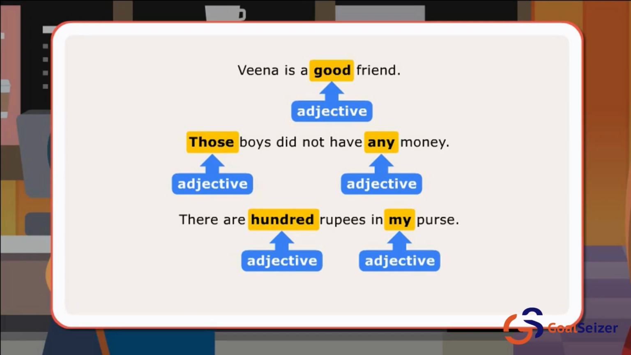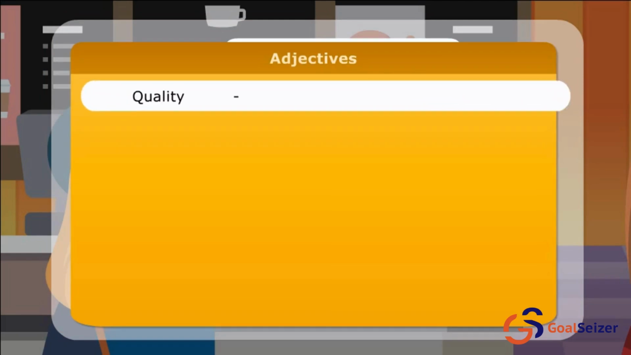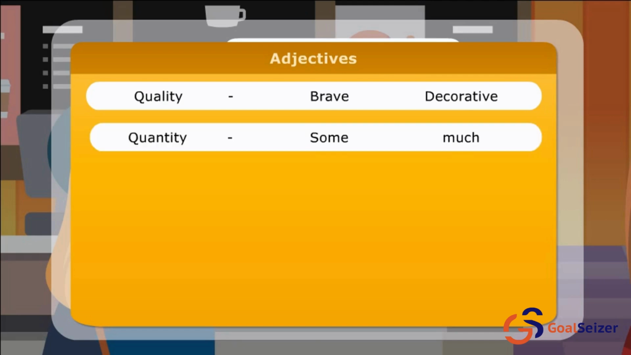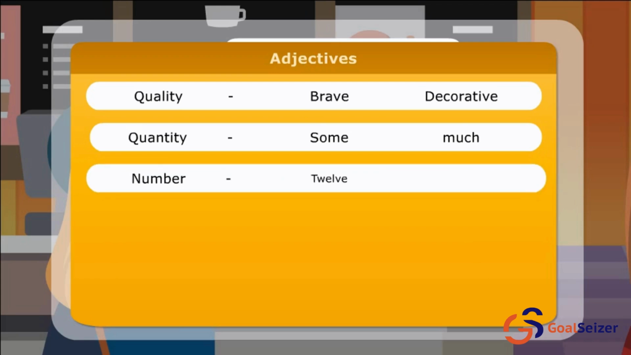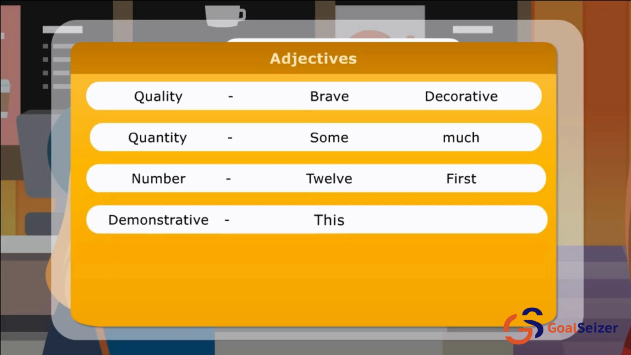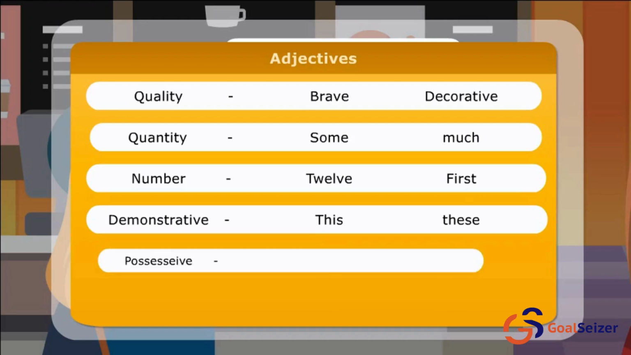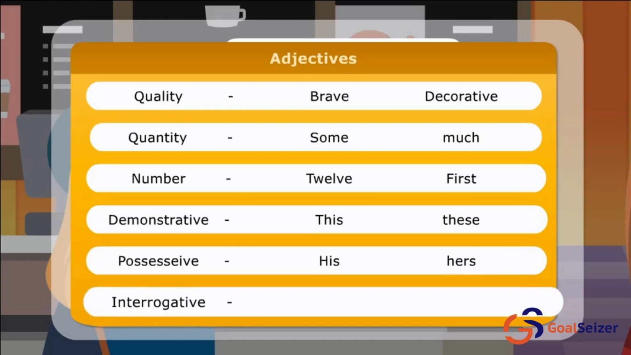Here is a list of some adjectives: quality, brave, decorative; quantity, some, much; number, 12, first; demonstrative, this, these; possessive, his, hers; interrogative, whose, which.